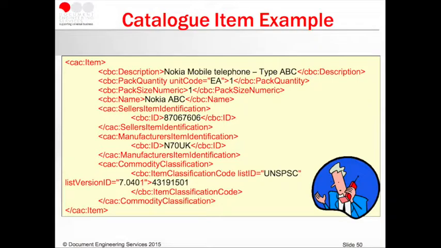I mentioned earlier that in a catalogue scenario, the information about an item can be quite complex. And this is an example of a mobile phone. Again, we've got the various identification schemes. We have also got, in this case, a commodity classification. So this helps to identify the particular commodity that mobile phone corresponds to. And in this case, it's the UNSPSC code 431915001.